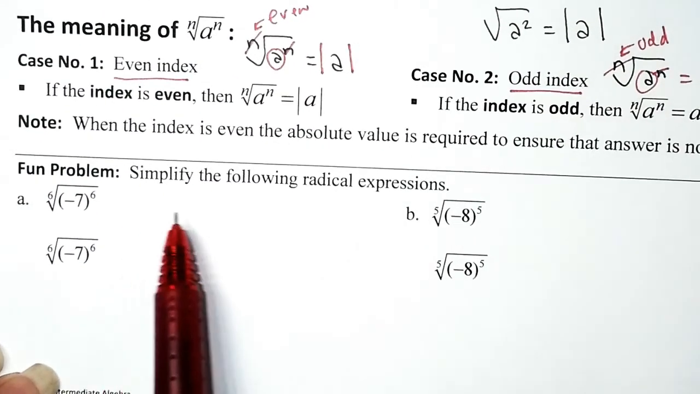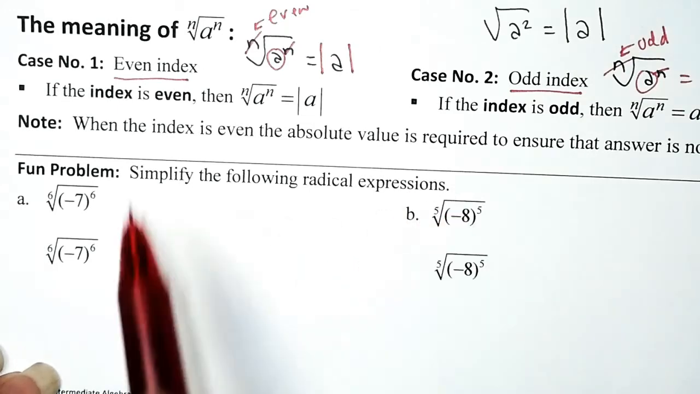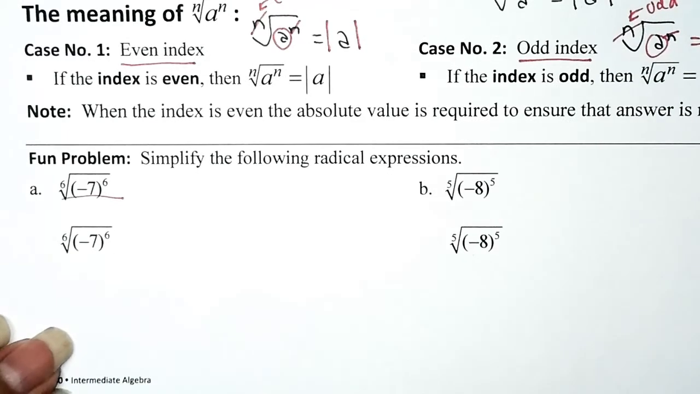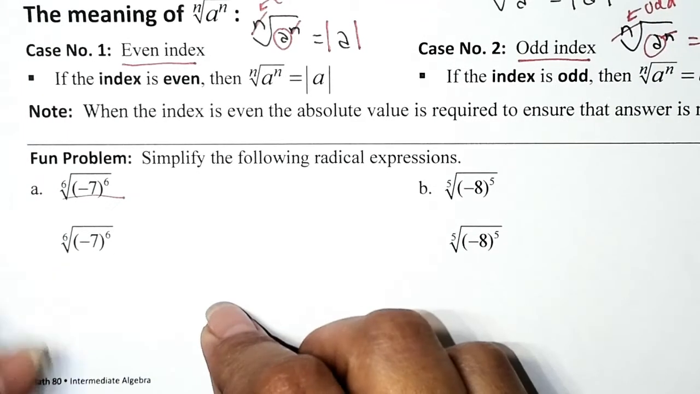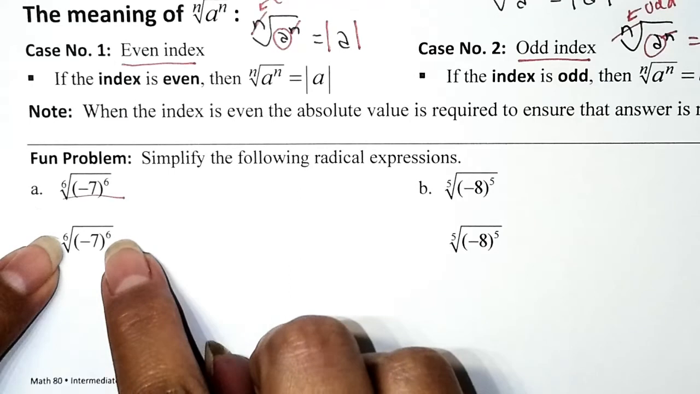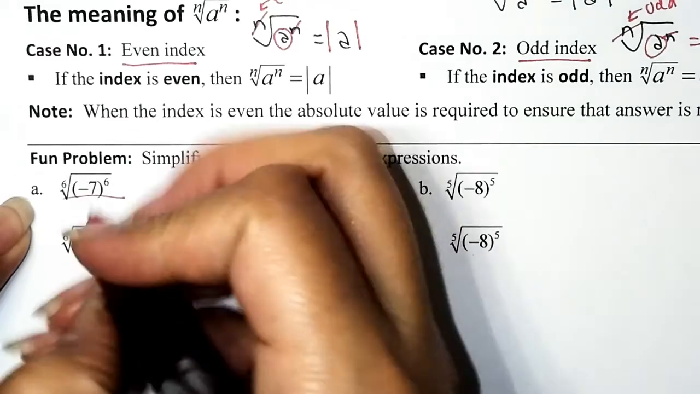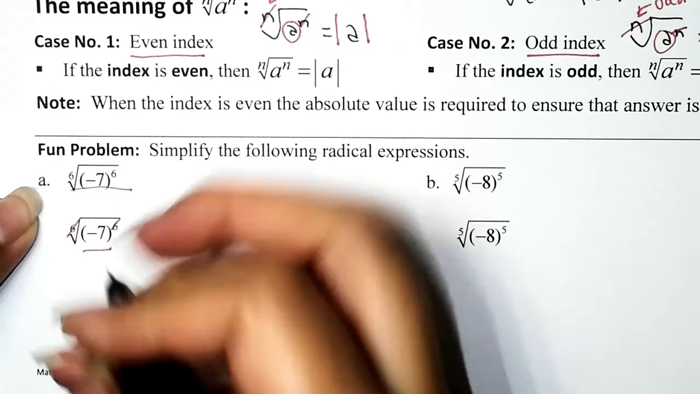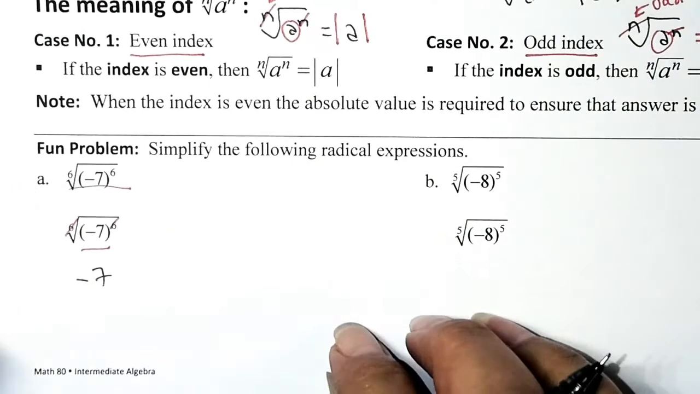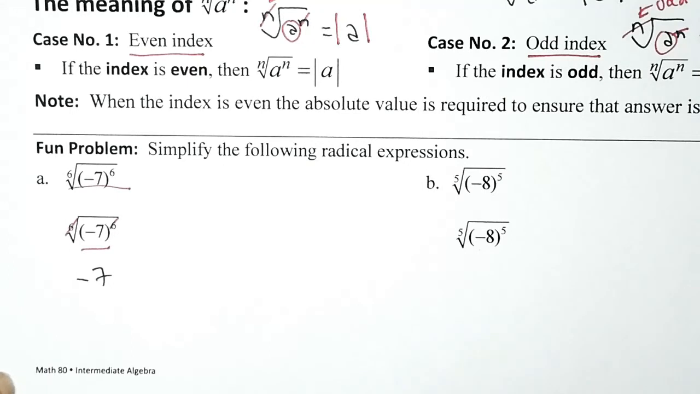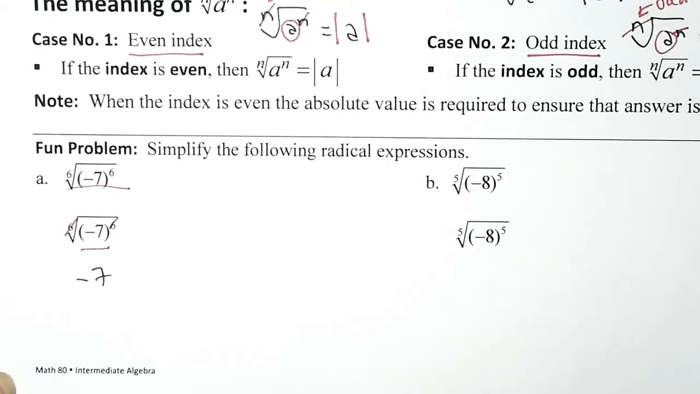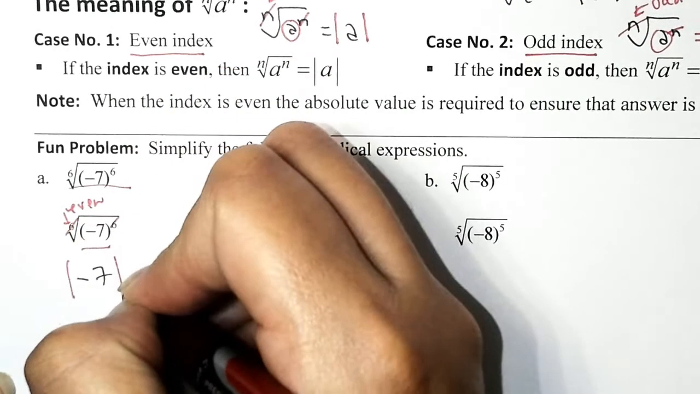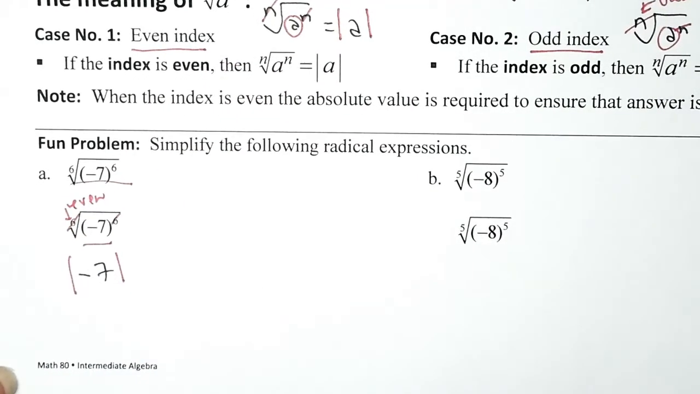So we have: simplify the following radical expressions. We have our problem right here. For some weird reason, I wrote it over. Index is 6, power is 6. They're going to undo each other, and that will leave us just with the radicand of negative 7. But do I have to toss in the absolute value? In this case we do, because the index is even. So it's going to give us the absolute value of negative 7.